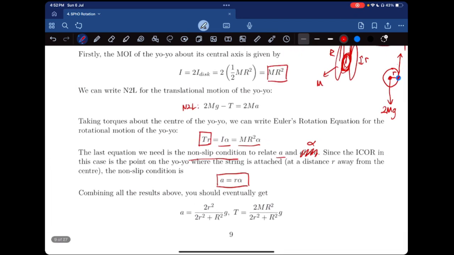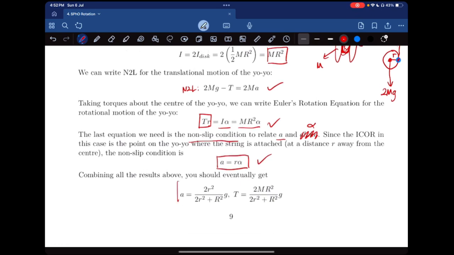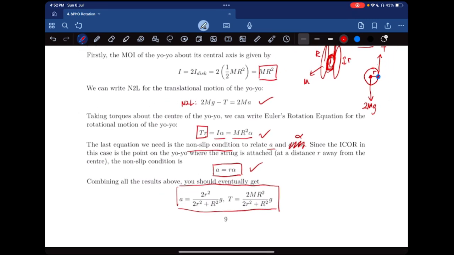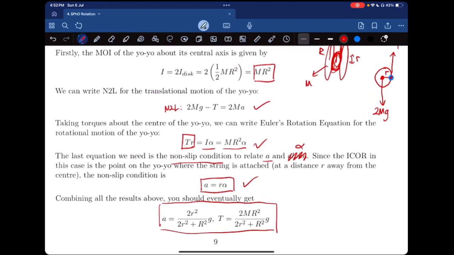Now you have the equations here, 1, 2, and 3. You can solve them. You will eventually get this as your final answers. So usually you want to do N2L, then Euler's rotation equation, then the non-slip condition, then you can solve, and you get your final results. That is the framework, I would say.